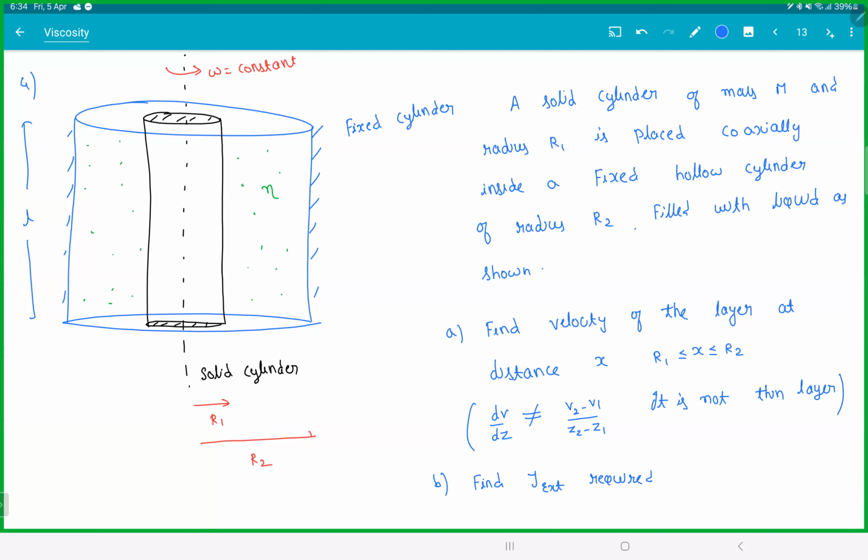Because if you rotate the cylinder and leave it, eventually it is going to stop. So I want to know how much torque you need to apply to maintain that omega, and find the heat produced per second. So if there's a viscous force, there is also heat. Let's get these three. I hope the diagram is clear.